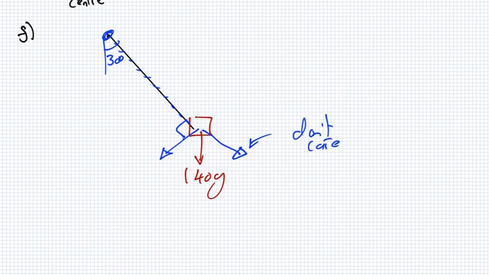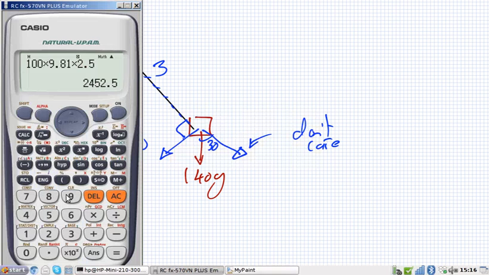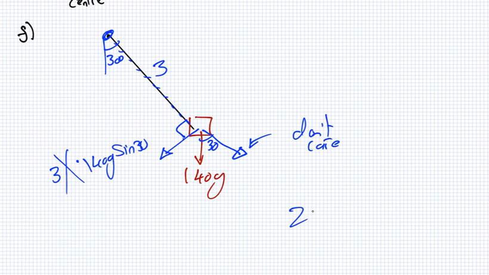If this angle is 30, then this angle here is 30. So that makes this one 140 G sine 30. And the distance is 3. So multiplying that by 3, times sine 30. And that is 2060 newton meters, the turning effect there. Okay, so 2060 is the moment, the torque for that particular one.